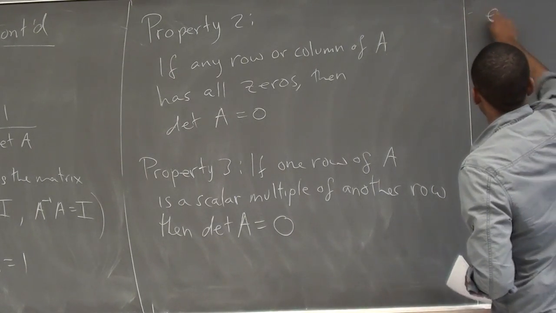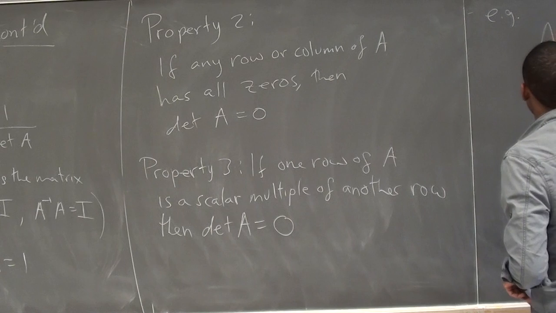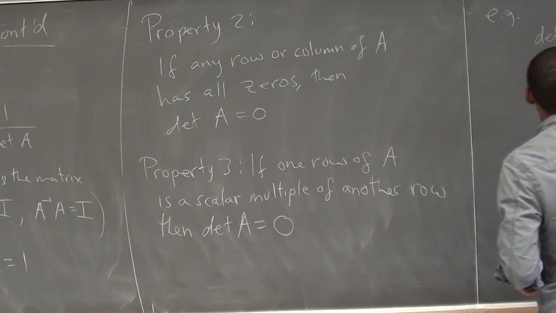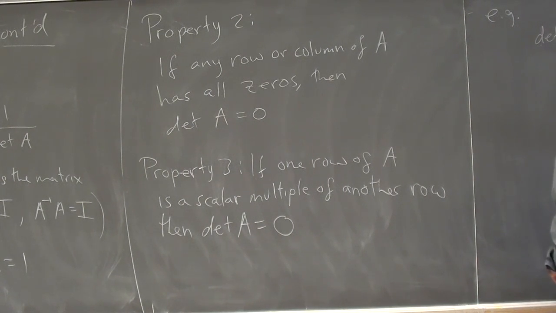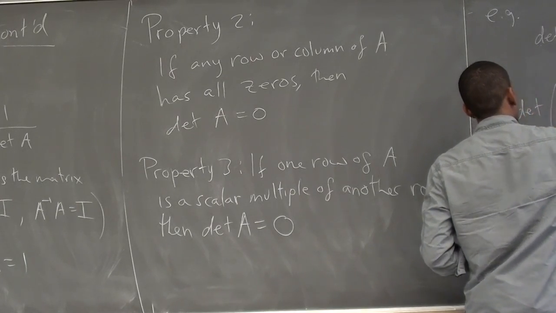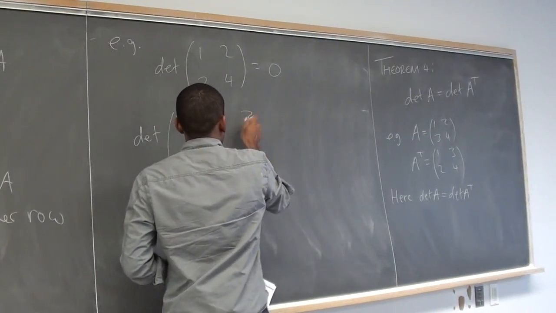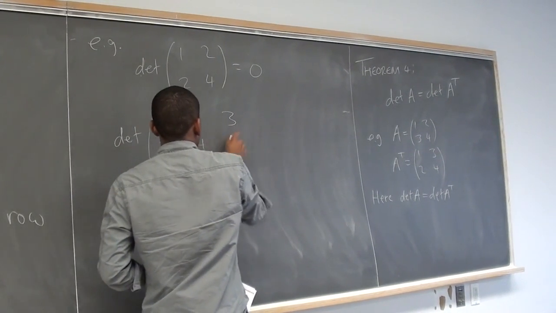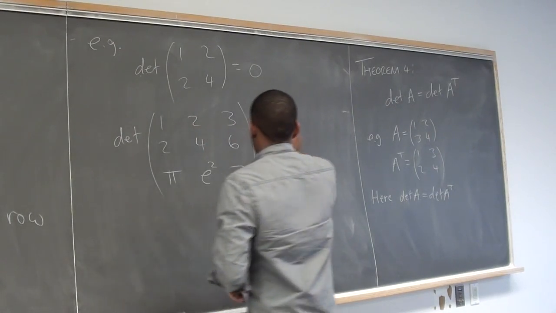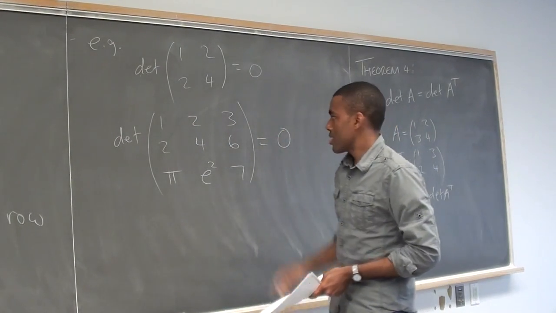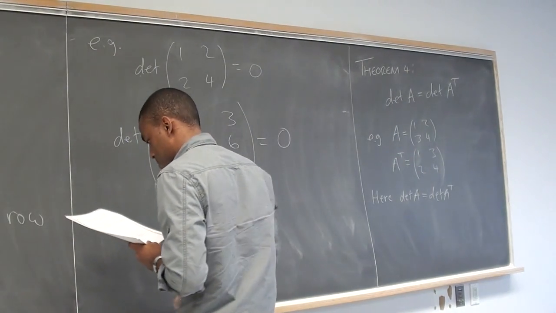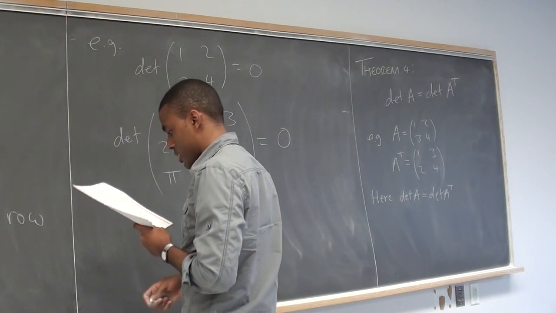Right, so, for example, if A equals the determinant of, say, 1, 2, 4, that's equal to 0, as well as the determinant of this other matrix, that's also equal to 0, because this row is a scalar multiple of that one.